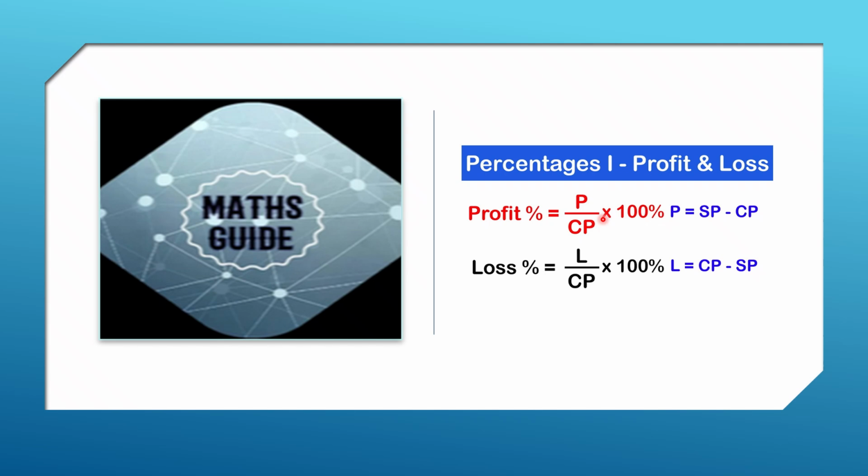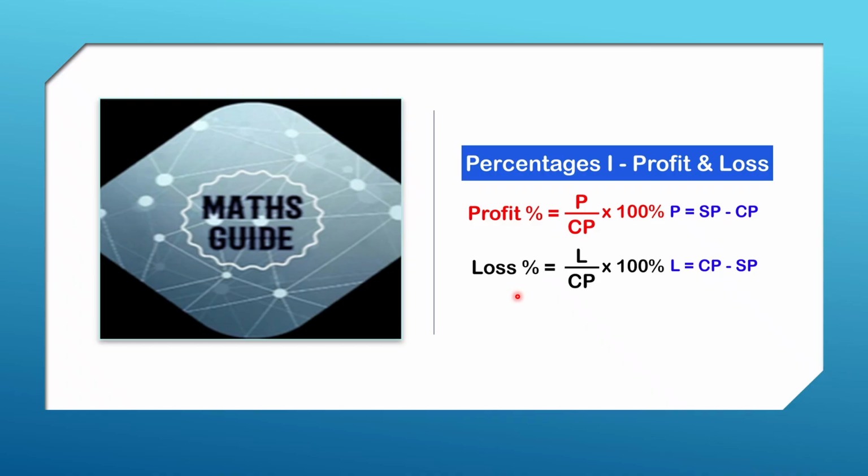We will never use selling price. So when we divide profit by the cost price, we will multiply the answer by 100% to find out the percentage. And as you all know, profit is equal to selling price minus cost price. This amount will be written here.